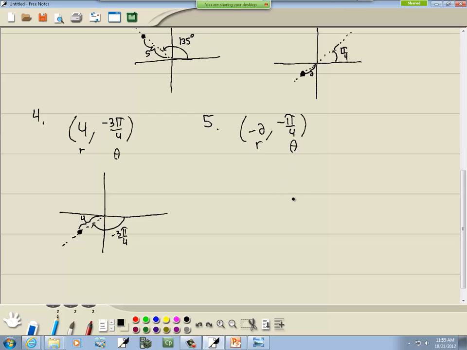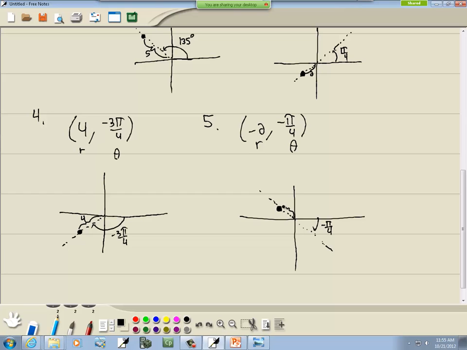This is r, and this is theta. Well, negative pi over 4. That'd be that right there. Negative pi over 4. And since r is negative 2, then we're going to go out the complete opposite direction. And we'll go out a distance of 2.